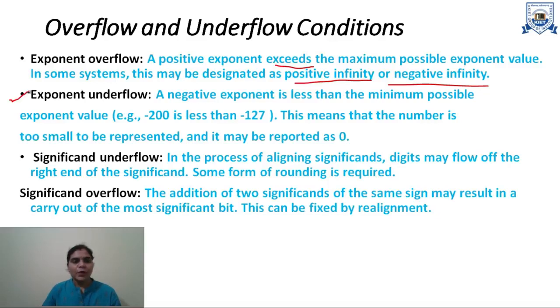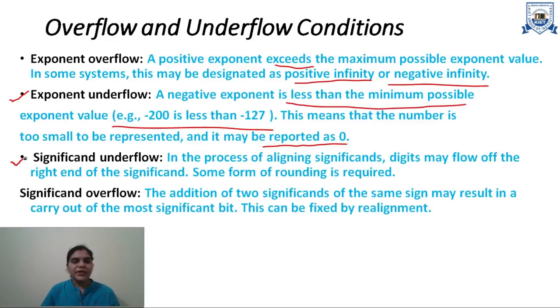Exponent underflow. Whenever we decrement the exponent, it may happen that the exponent is less than its minimum possible value. As in the example, minus 200 is less than minus 127. We are considering the bias of single precision representation. So here minus 200 is less than minus 127. 2 to the power minus 200 is a very small number, so it may be reported as 0 because it is very close to 0.